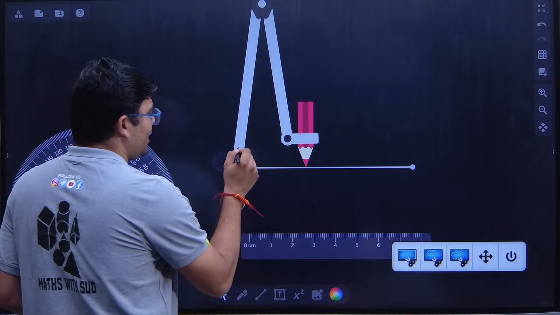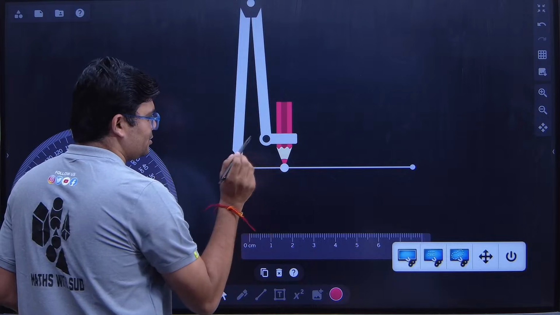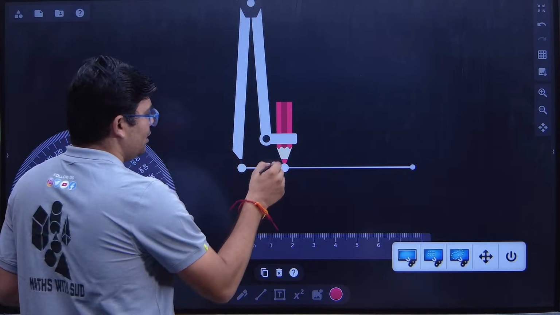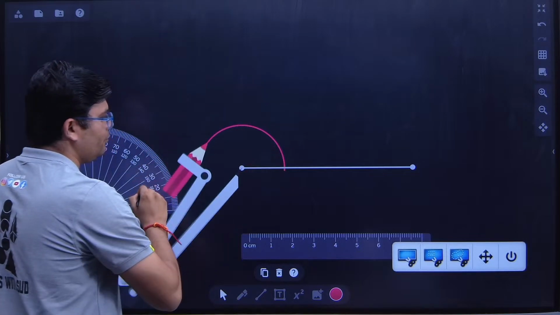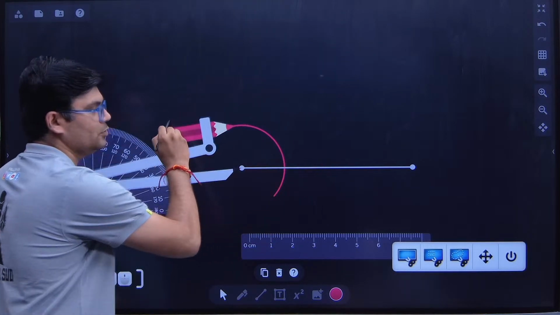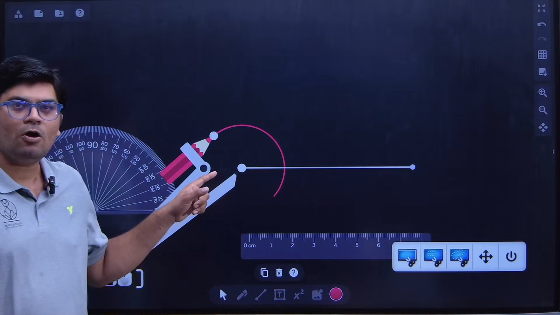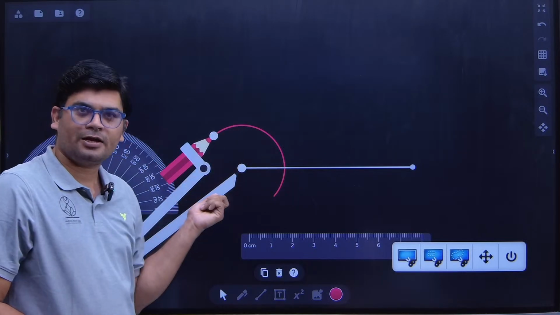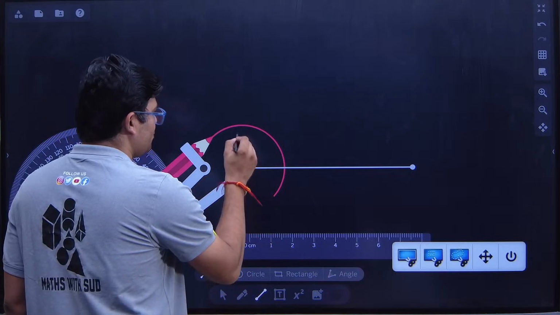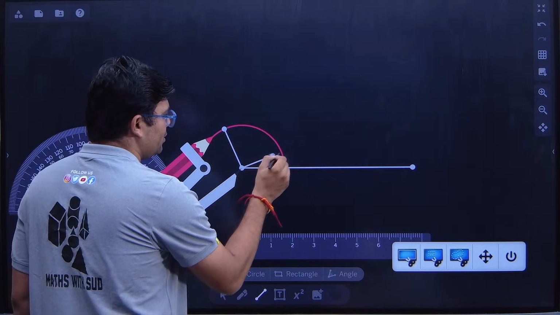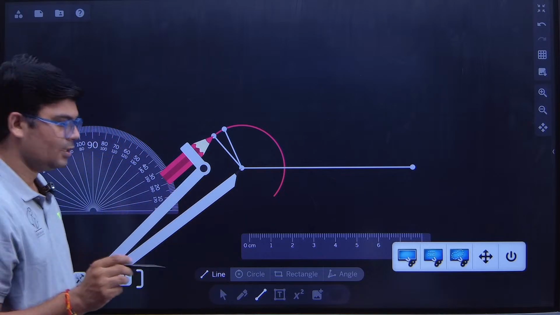So with the center as the first point and any radius, let us say this radius I am taking, we will draw an arc. Okay, now can you tell me that all the points on this arc are at the same distance from this point? Suppose I ask you, every point is going to be the same. Are you getting it? Yes, sir. Okay.